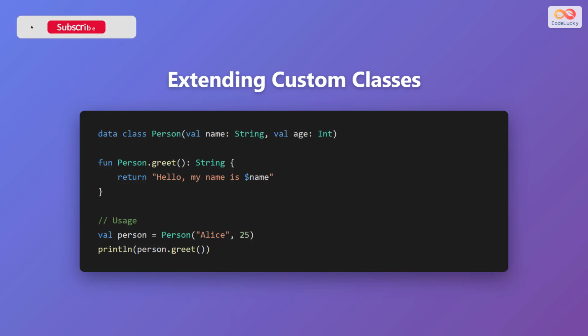Extension functions aren't limited to built-in classes. You can extend your own custom classes too. Here we have a data class called person with properties name and age. We create an extension function called greet that returns a greeting message using the person's name. When we create a person object with the name Alice and age 25, calling the greet function returns the message hello, my name is Alice. This shows how extension functions work seamlessly with custom types.